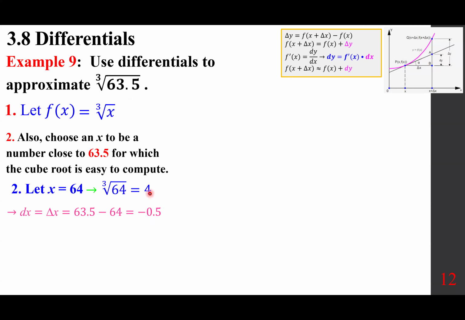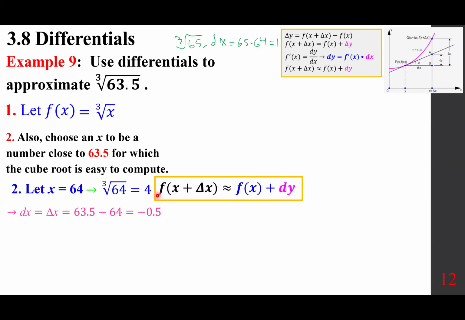On the other hand, for example, if we were interested in finding the cube root of, let's say, 65, then dx would be 65 minus 64, which is positive 1. Again, meaning what? Meaning I don't know the cube root of 65, but it's larger than the cube root of 64, so it's larger than 4. That's the meaning of it.